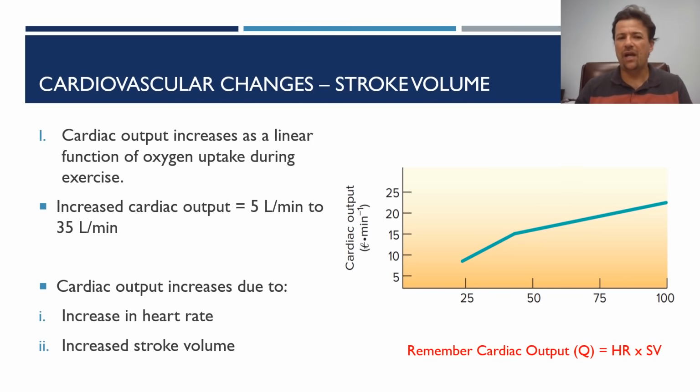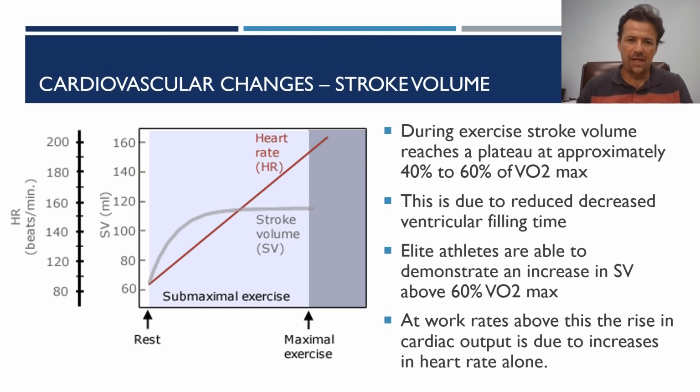And you can change your cardiac output from the normal 5 liters per minute to as much as 30 to 35 liters per minute, which is quite significant during exercise. And to do that, we increase both the heart rate and the stroke volume. And we're going to talk about stroke volume first. We can see here in this diagram that stroke volume will increase as exercise intensity increases. And then it will begin to plateau at about 40 to 60% of VO2 max.